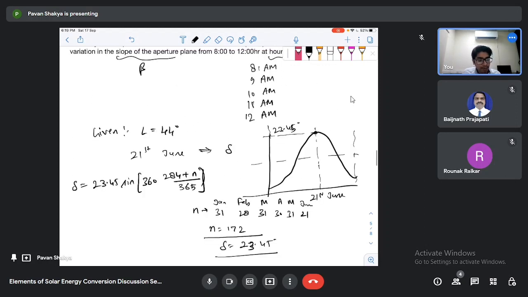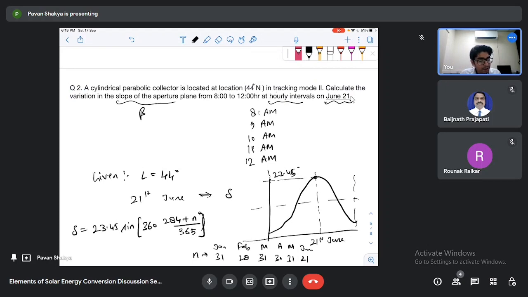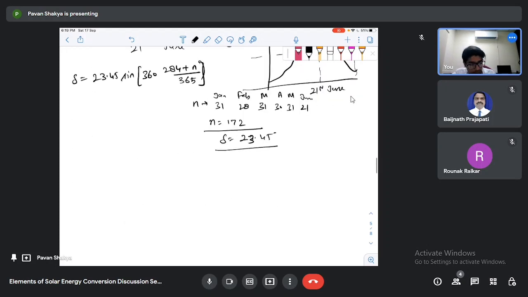So in the problem, it is also given that this one is a tracking mode 2 type problem. So for tracking mode 2, the formula that has been derived in the lecture, I'm writing it directly: tan(L minus beta) will become equal to tan delta divided by the cos of omega.